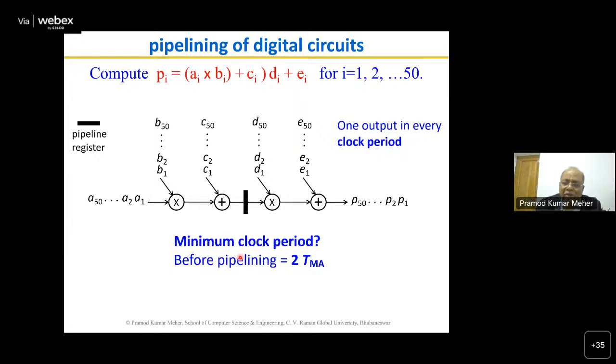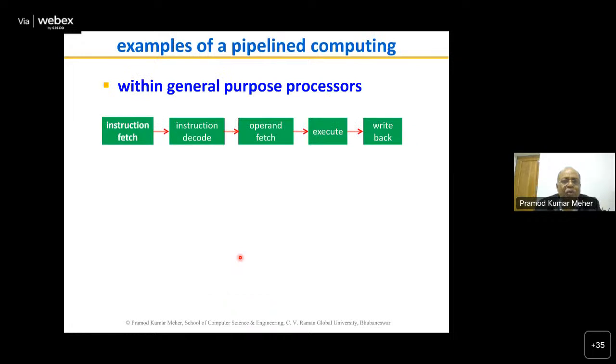Very little extra time required. This is not one multiplication time plus one addition time, but almost equal to one multiplication time. So by this, after pipelining, your clock period becomes one multiplication accumulation time. Here the clock period is reduced to half, and by this your throughput will be doubled. So more number of outputs you will get.